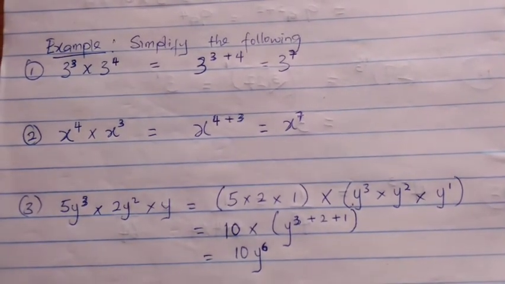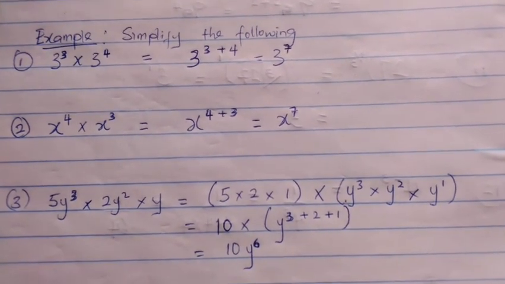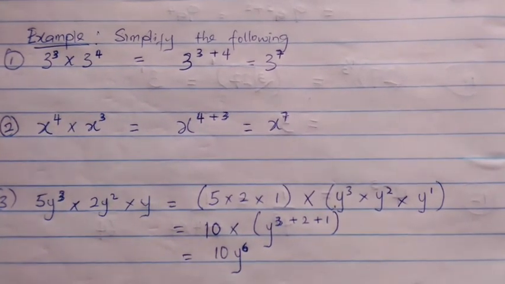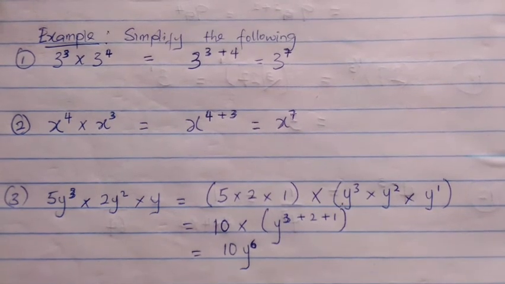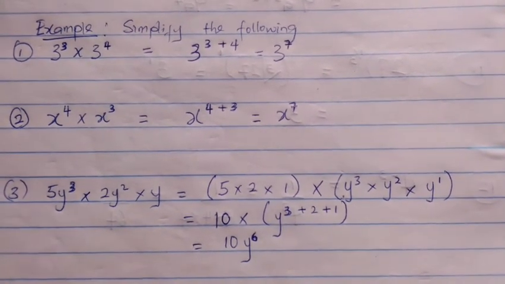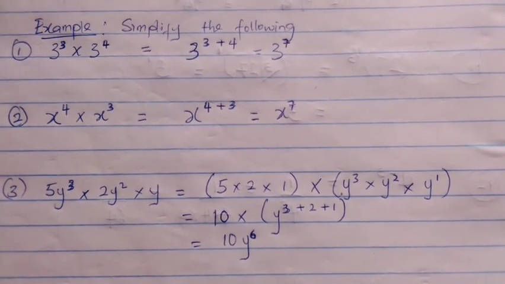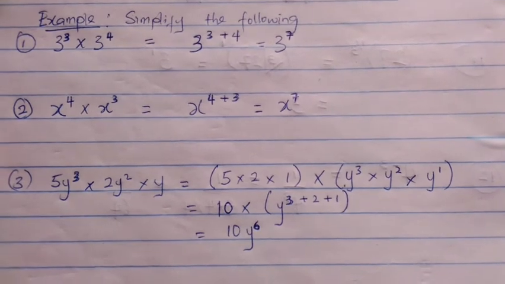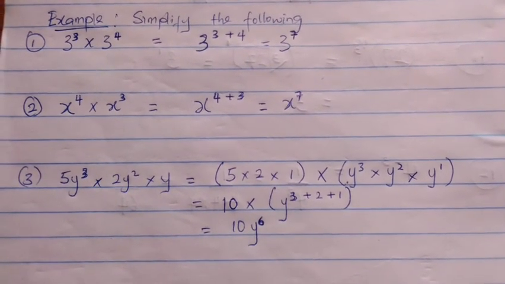Simplify the following. 3 all raised to power 3 times 3 all raised to power 4 is the same as 3 raised to power 3 plus 4. Just note, when you have a multiplication between the bases and its powers, you add the powers together, which gives us 3 raised to power 7. Number 2, x raised to power 4 times x raised to power 3 is x raised to power 4 plus 3, which is x raised to power 7.